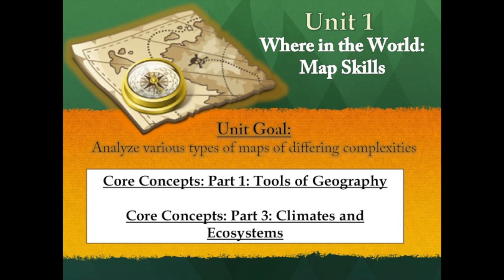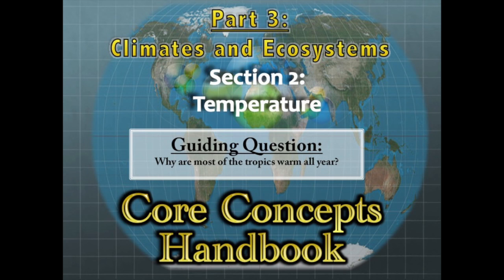We're beginning with Unit 1, Where in the World Map Skills. The unit goal is to analyze various types of maps of differing complexities. It includes Part 1 from Core Concepts, which is Tools of Geography, and Part 3 from Core Concepts, Climates and Ecosystems.